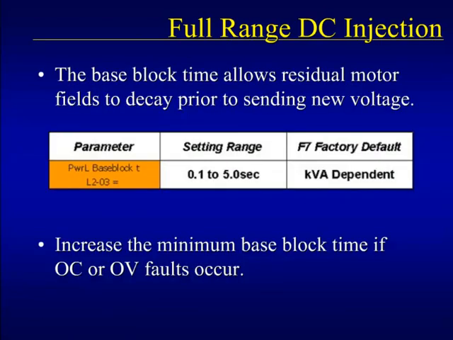The base block time allows for the residual magnetic motor fields to decay prior to sending new voltage to the motor. Parameter L2-03 sets the minimum base block time. L2-03's factory setting is size dependent because larger motors have longer time constants that require additional time for the residual motor fields to decay. If an OC or OV fault occurs, consider lengthening the base block time.